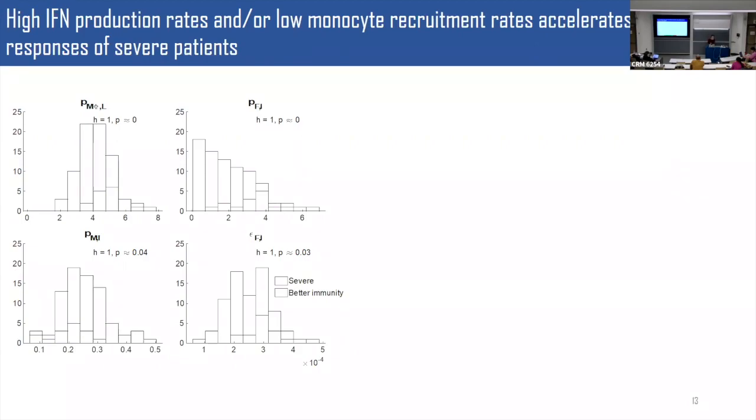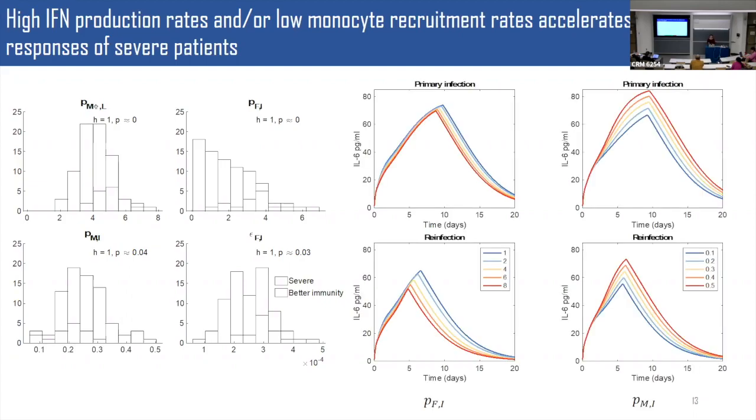We know that the first parameter is a determinant for severe COVID-19. So we then fixed this parameter and ran the local sensitivity analysis for the remaining three parameters. And we find that either a high interferon production rate, high PFI, or a lower monocyte recruitment rate will help the severe patients reduce the inflammation in reinfection.